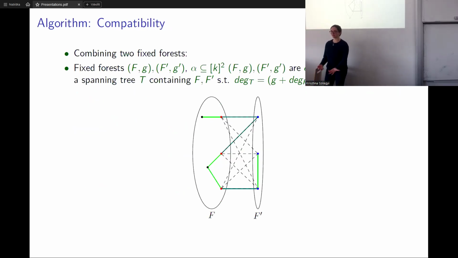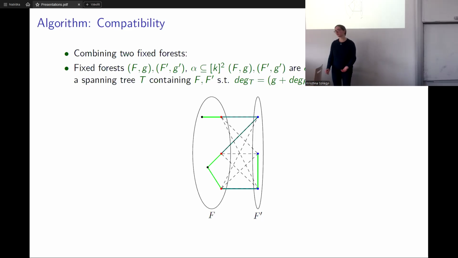Another key thing that we need to talk about is how do we combine two partial solutions? At what point do we say that these two partial solutions can be combined and will lead to a global solution? So how do we do that? Well, we look at two fixed forests and we look at a set of pairs alpha. So alpha is the set that describes which edges we add in between these two graphs.